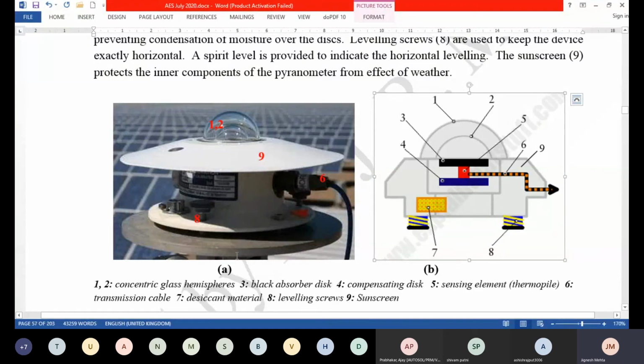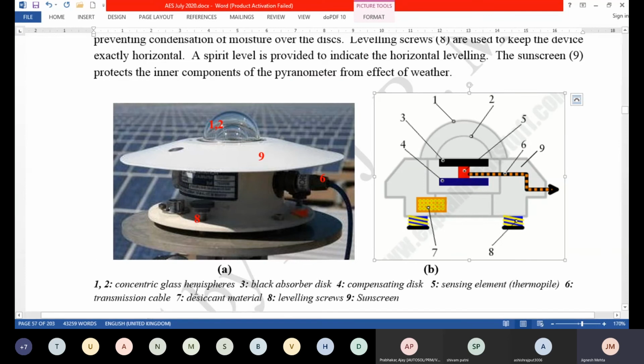This 6 is the transmission cable, and then you have a readout device. The cable is connected with a device. Either it can be a millivolt meter, or an analog meter, or a digital voltmeter, or directly a device which gives you a reading for solar energy intensity in watt per meter square.